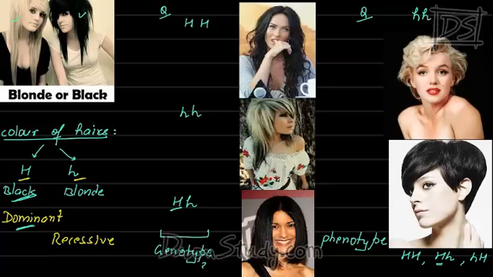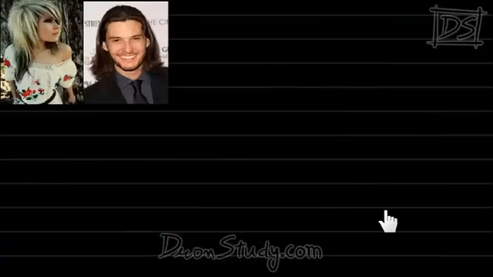Now let's see one more interesting thing: when these ladies have their offspring, how will their hair color be? Let's have a look. Let's take this example in order to understand. This lady and this male together reproduce, okay? This lady has blonde hair, so tell me her genotype. What will be her genotype? Her genotype is definitely small h, small h.